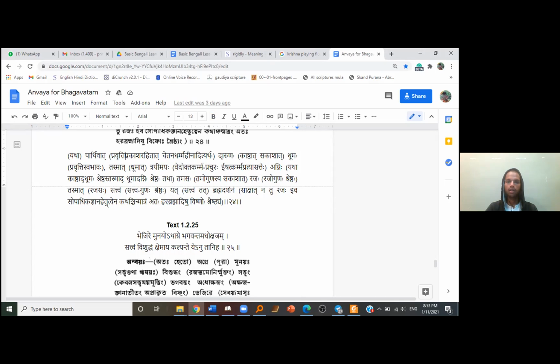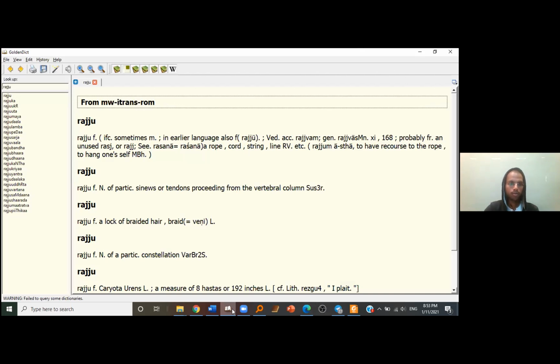Okay, Parthivat Daruna, Kashtat Sakashat. There is no Prakash, light, luster in the Jada Padarthas. Or in this case, Parthiva literally means, let me just check it. I don't want to speculate.